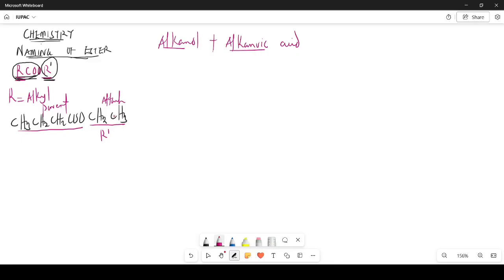So if I want to name now, you know that we always name the prefix first before the parent's name. So what is the name of this prefix, this attachment? It has two carbons. This is carbon 1 and this is carbon 2, right? So how many carbons do we have there? Two carbons. You call it what? Ethyl, because it's an attachment, an alkyl group.